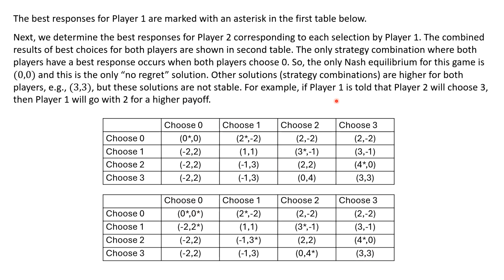So for example, if player 1 is told player 2 is going to choose 3, so in other words, this column here, player 1 is just going to choose 2 because player 1 can get a 4 there, and then player 2 loses out getting a 0. So that's why it's not a stable solution. You may want to check 2, 2, and 1, 1, but none of these are stable solutions. Okay, so that's the only Nash equilibrium for this particular problem, 0-0.